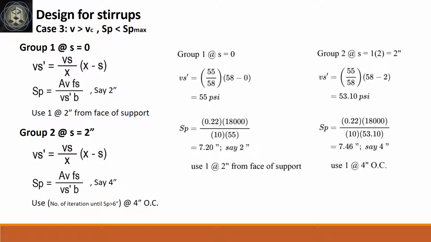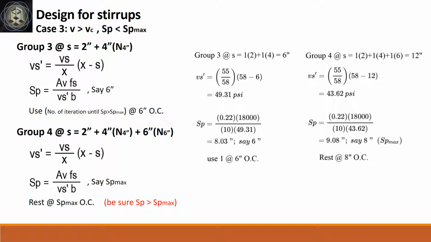For group 2, the distance s equals 2 inches, web stress equals 53.1 psi, and spacing at 7.46 inches, say 4 inches. Use 1 at 4 inches. For group 3, the distance s is 6 inches. Web stress is 49.31 psi and spacing at 8.03 inches, say 6 inches. Use 1 at 6 inches.